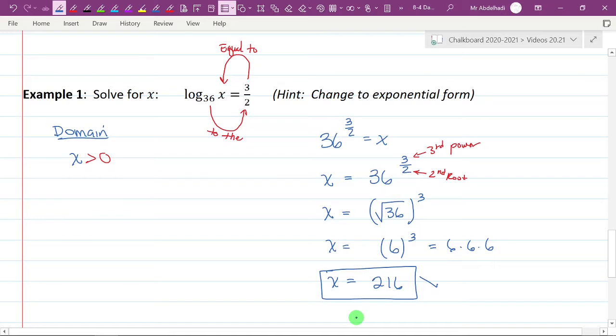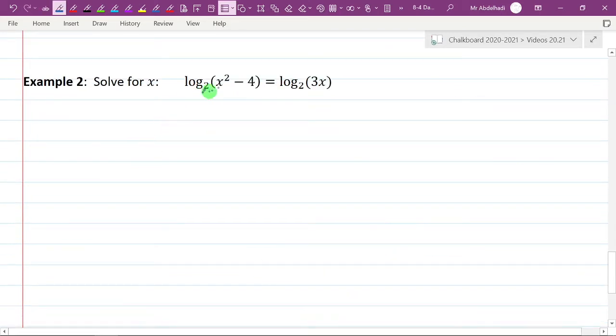Let's try another one. Now, for this one, we have a log on both sides of the equation. If you remember with exponentials, when you had a base and an exponent, and then on the other side, you had another base, which was the same base, and a different exponent, if the bases matched, you could drop the base. Well, it works the same way with logs. If you have a log on this side and a log on this side, and they both have the same base, right? So log base 2 and log base 2.